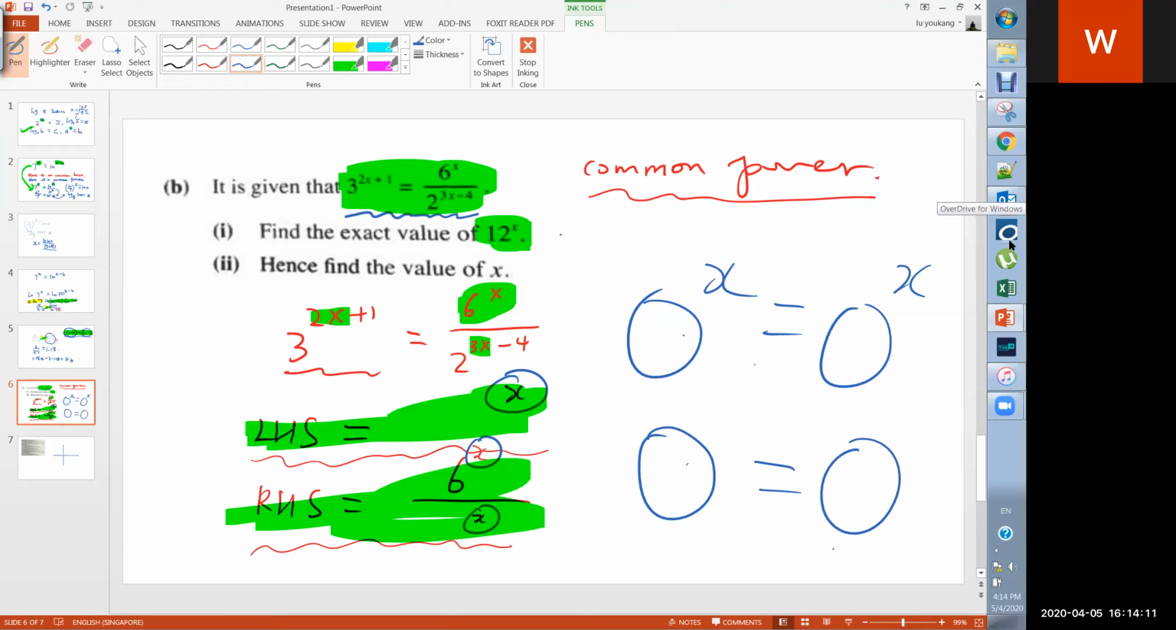Let's say left hand side is equal to half, and this hand side is one third a. Then you just have half equals to one third a. That's my objective. That's why I say use common power and then take out the base. Okay. Yeah. Continue.